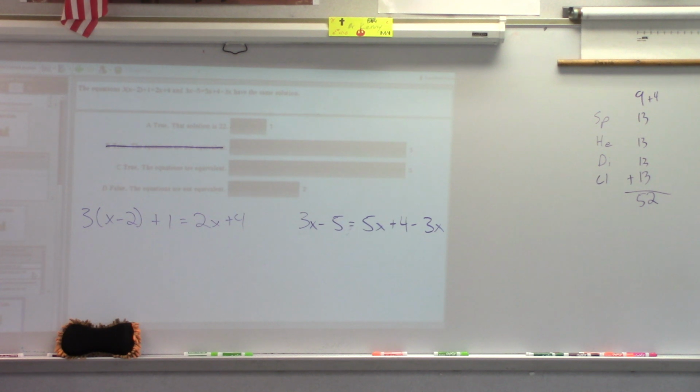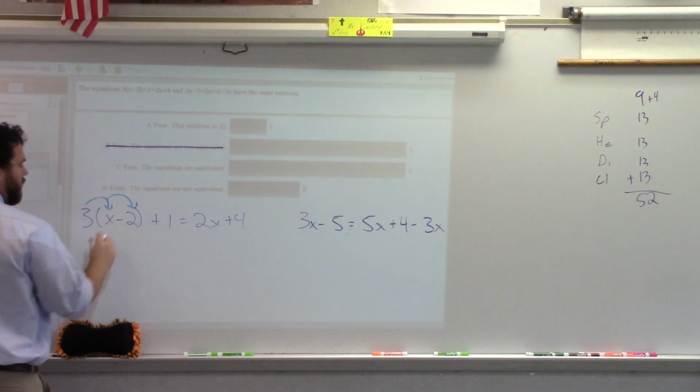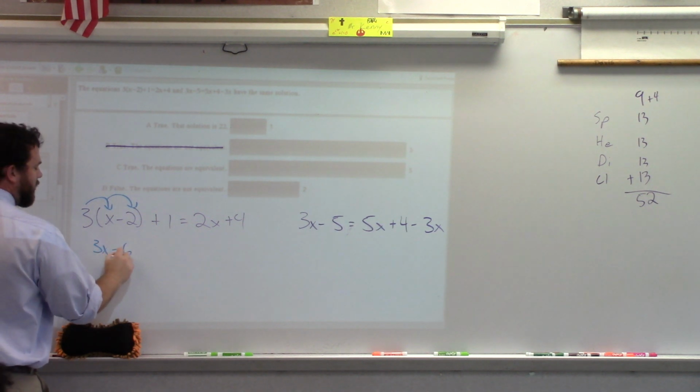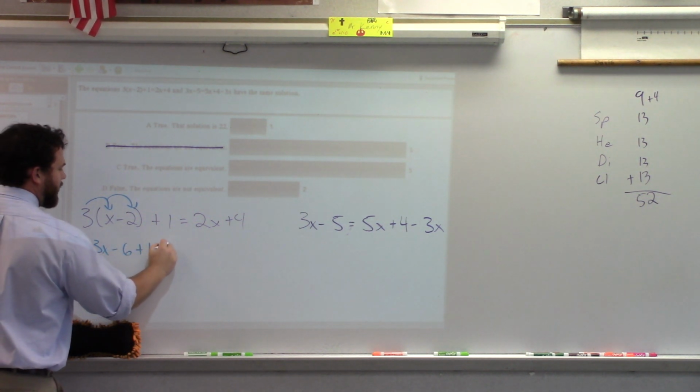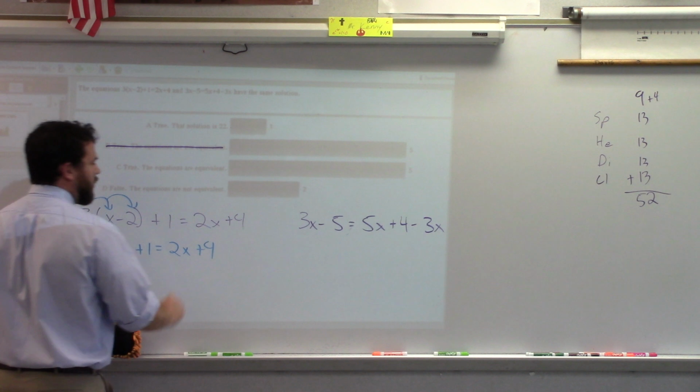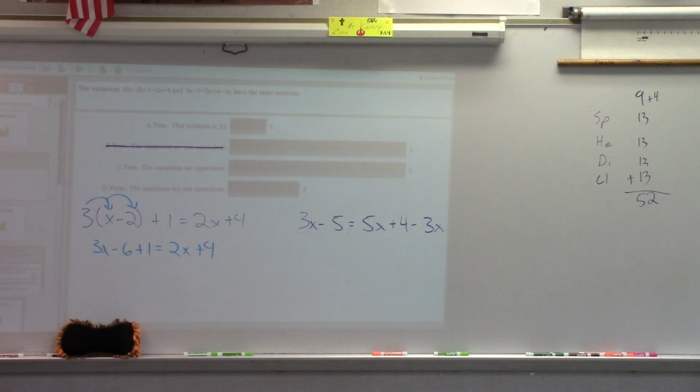What's a property I can use to start? The distributive property. So 3x minus 6 plus 1 is equal to 2x plus 4. Anything else that I can do? You can add that 1 and that's it. And then the negative 6 plus 1.